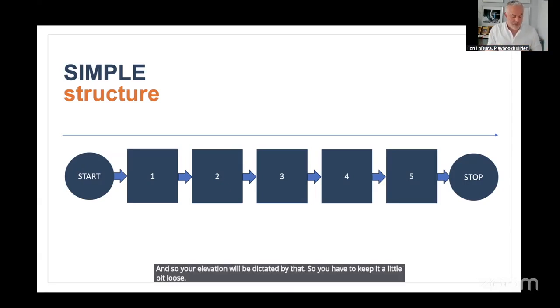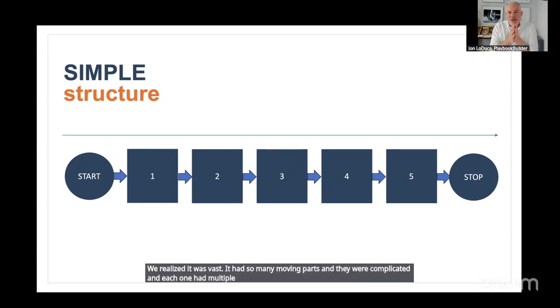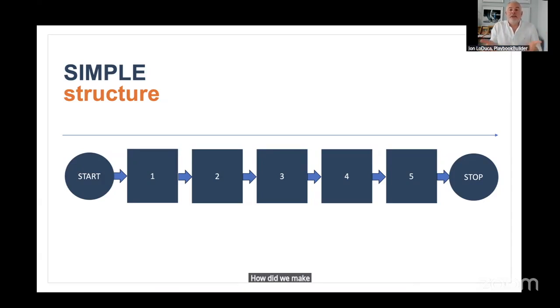I was doing a call today. I'm working with a team that's just helping them out, and they do property management. And as we started to go into a single stage or like a step of their process, we realized it was vast. It had so many moving parts and they were complicated and each one had multiple moving parts. We decided to squeeze in an extra module so that we could go deep in there and not feel like we were collapsing too many ideas together. How did we make that decision? Simply by how much it weighed. It was like, wow, this is so much, it should be 2 chapters of this book.